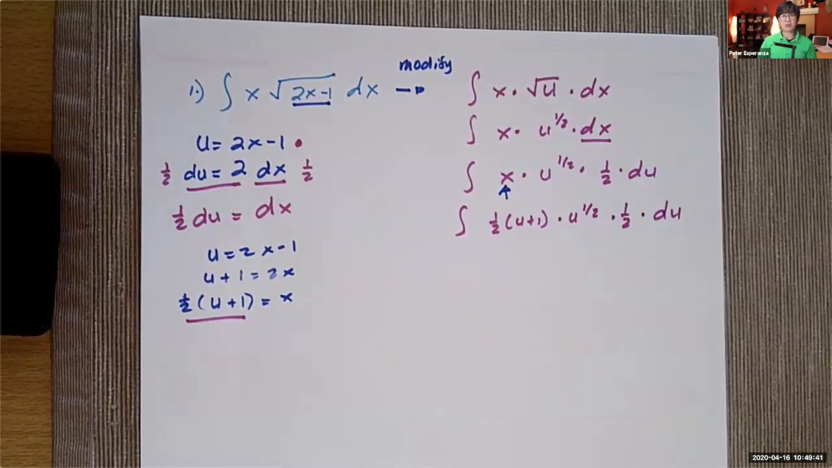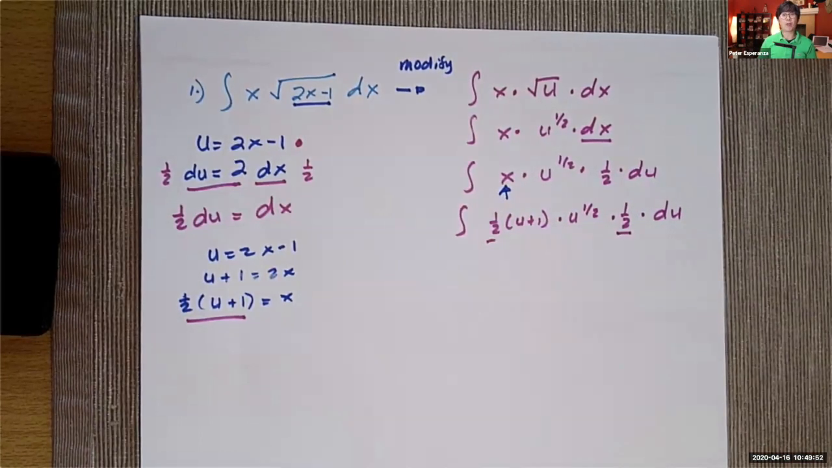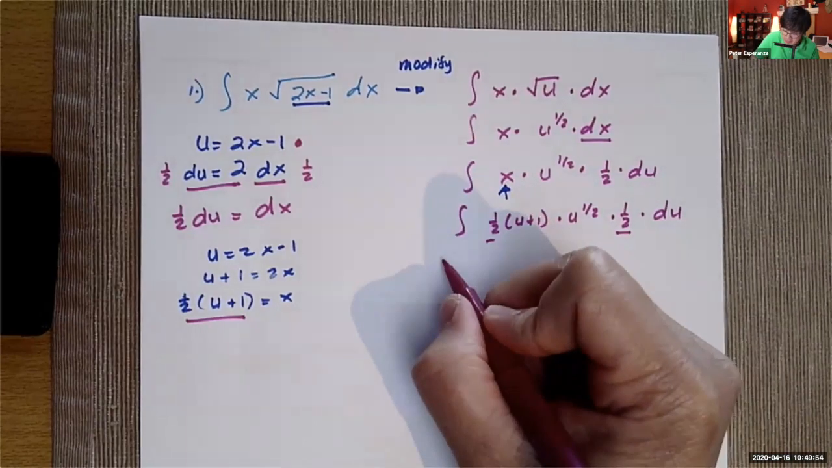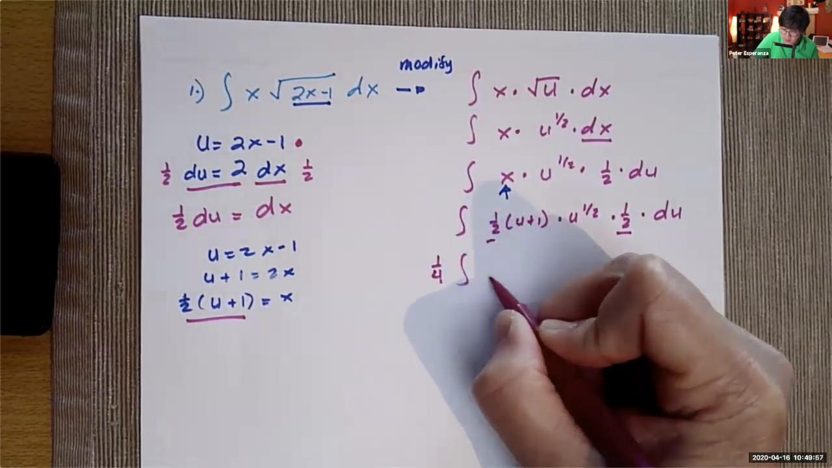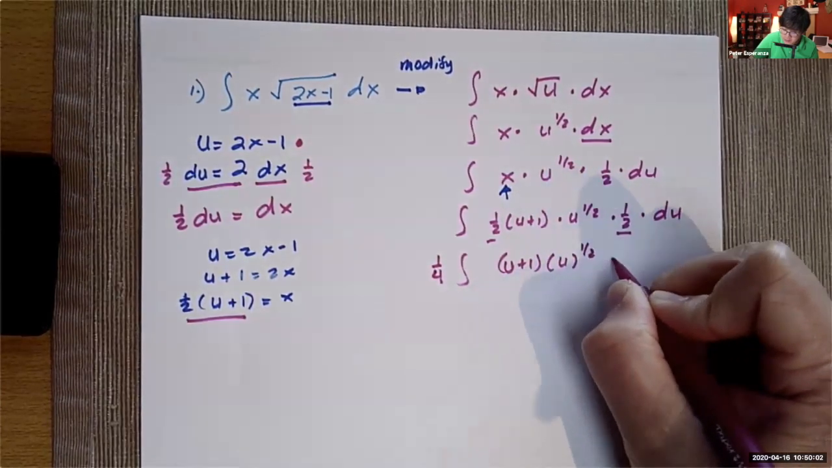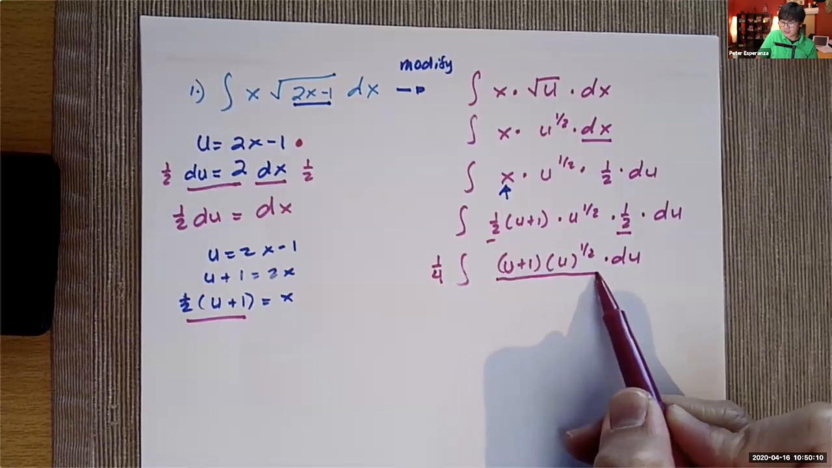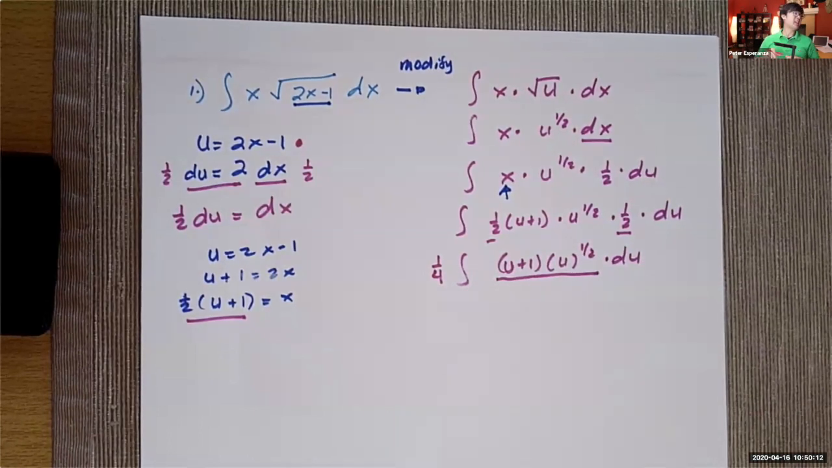All right, now let's do a little bit of algebra. That algebra is taking this constant right here and putting it away. So let's put it away and have 1/4 integral of u plus 1 times u to the 1/2 du. Now all we need to do is take the antiderivative of this function. Now, what do you think is the next algebra technique that I'm going to use to take the antiderivative of this function?